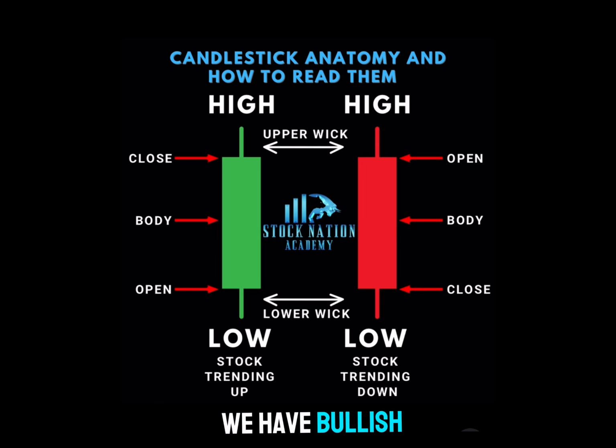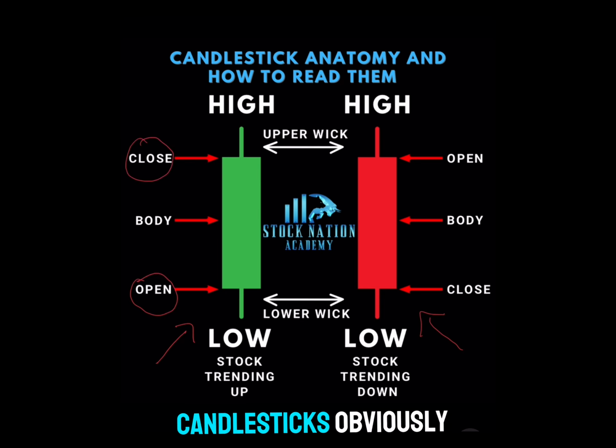We have bullish candlesticks and we have bearish candlesticks. A bullish candlestick is basically one like this, which is green, and a bearish candlestick is one like this, which is red. Now, how do we determine what is red and what is green? How do we define that? Well, we define that by looking at the opening price of the candlesticks and the closing price of the candlesticks.